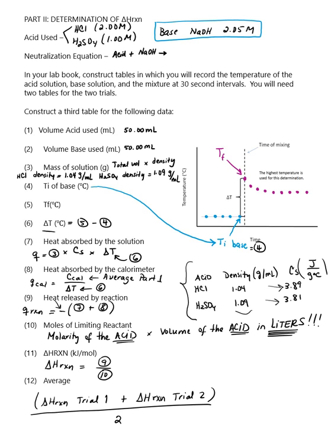Now in number 10, you have to calculate the moles of the limiting reactant. You can actually determine which one is the limiting reactant by looking at your concentrations. The base that you're using has a concentration of 2.05 molar. It's a higher concentration than the one that you have for hydrochloric acid, which is 2 molar, which means that the number of moles of hydrochloric acid are going to determine the number of moles of your product for that specific acid. So the limiting reactant will be the acid.